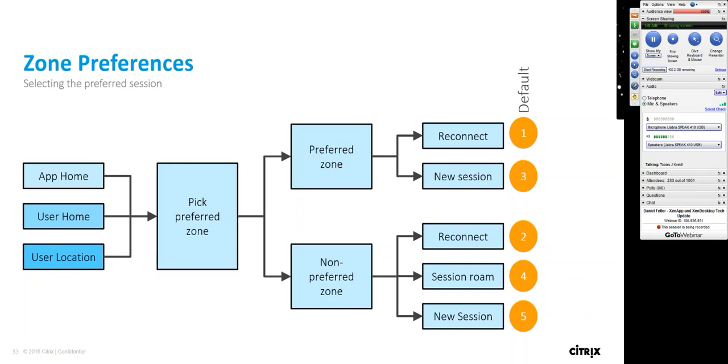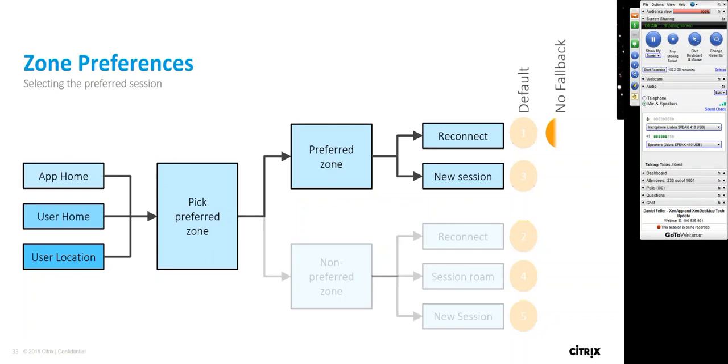If it can't do that, it's going to go to your non-preferred zone and try to do a session roaming, one of those smooth roaming instances. If you don't have a session running in your non-preferred zone, it's going to then create a new session in your non-preferred zone. So it's trying to keep you in your preferred zone as well as save resources.